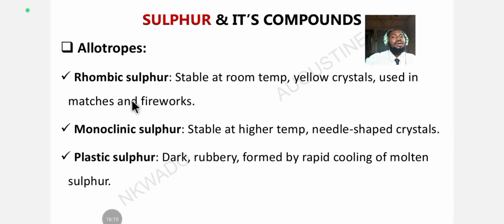So, the allotropes of sulfur. The first allotrope of sulfur is rhombic sulfur. Take note of rhombic sulfur: it is the most stable allotrope of sulfur at room temperature. It has yellow crystals, and it's used in matches and fireworks.